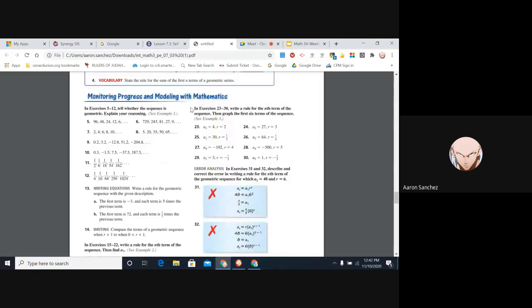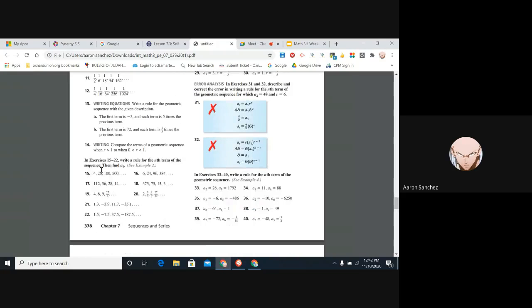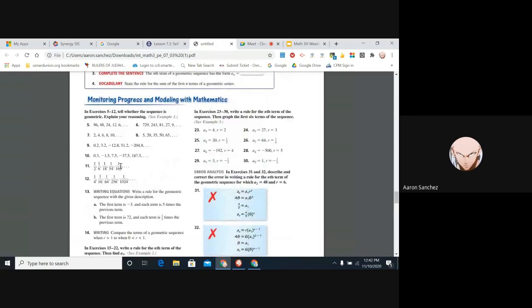Now let's look at 23 through 30. It says write a rule for the nth term of the sequence, then graph the first 6 terms of the sequence. So this one, I'm not given the first term. This one I was given the first term, right? 15. But I'm given the third term and I'm given the ratio.